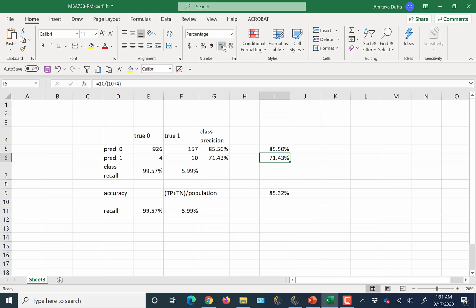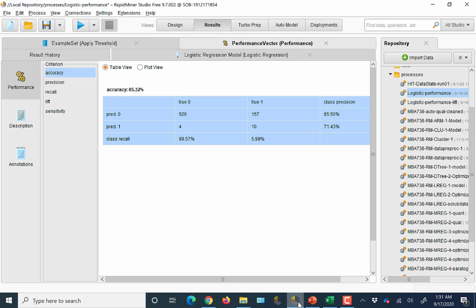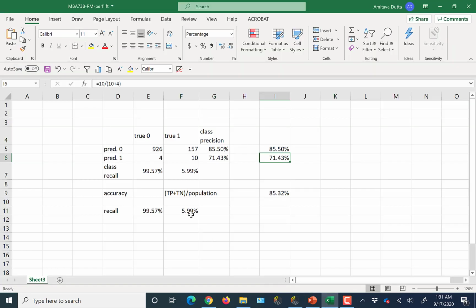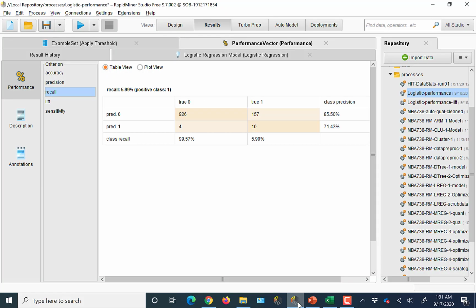Let's go back to RapidMiner and see the different performance metrics that we had. I want to show you that recall and sensitivity are basically the same thing. Here's recall. I just showed you where that 5.99% came about for category 1. Let's go back to Excel. There's your 5.99% for category 1. Coming back to RapidMiner, I'm going to change from recall to sensitivity, and notice that it will give you exactly the same number. Sensitivity for category 1 is again 5.99. So just two different names for the same thing.